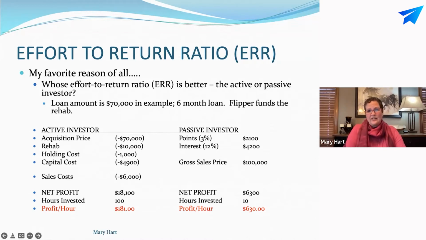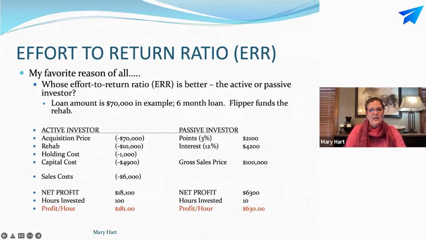It's going to be about $1,000 worth of holding costs, insurance and property taxes during the period of time in which they're flipping it. And the capital cost, that's supposed to be in the other line. Forget the capital cost, that goes under private investor. The sales cost, which is the commission to the real estate agent, all that comes off.